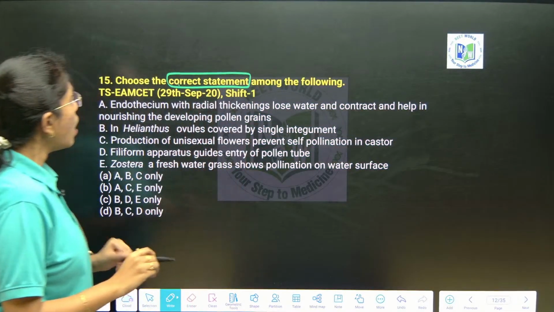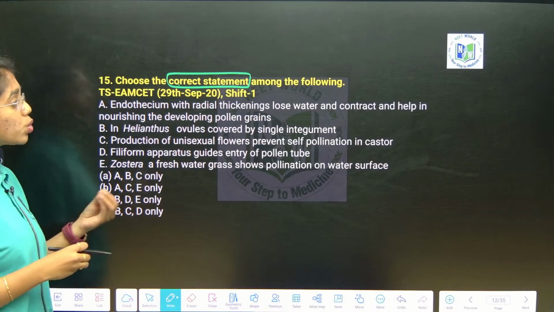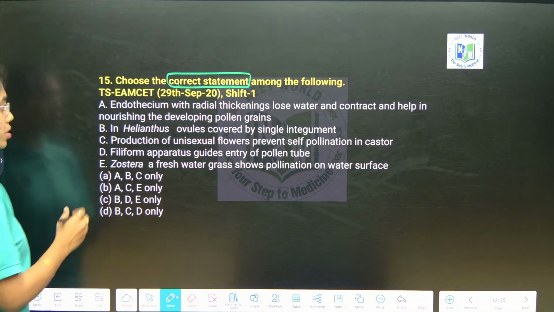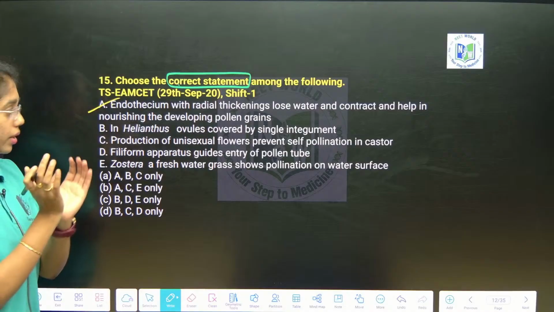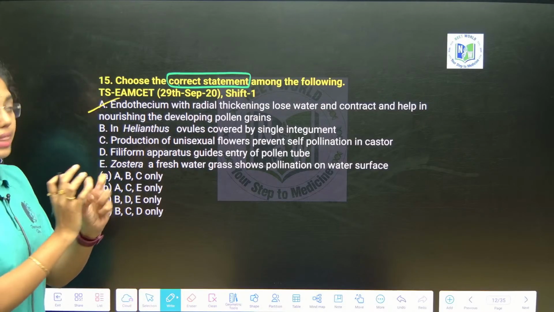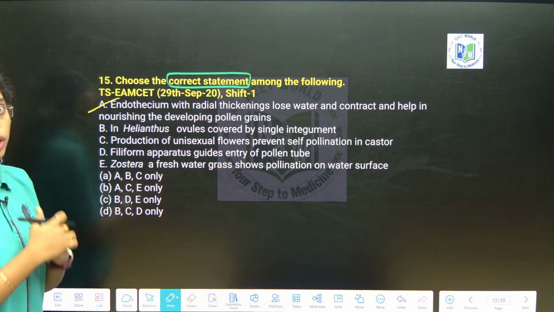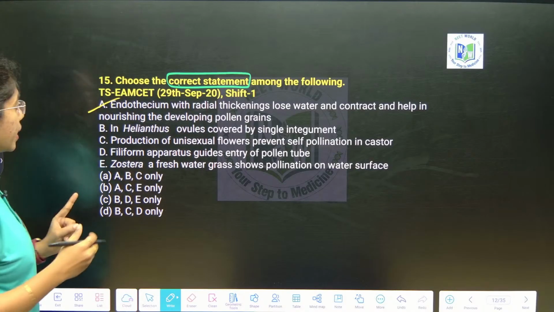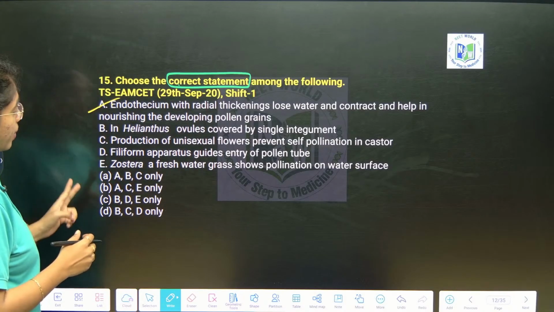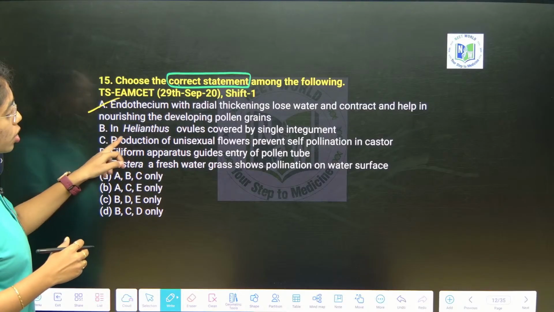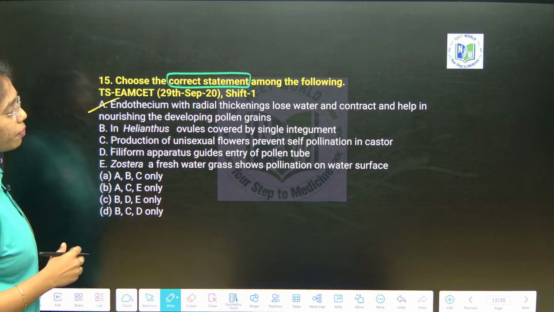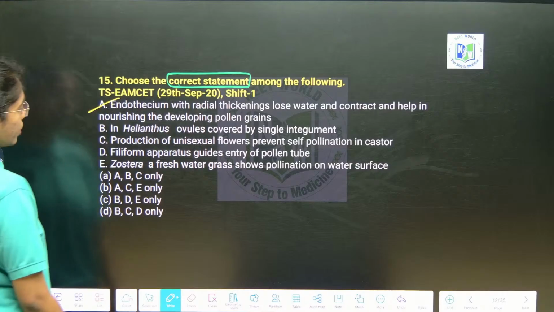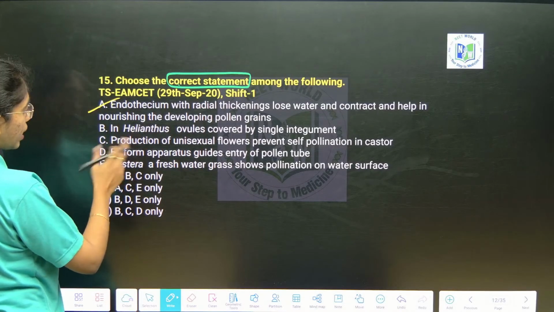Here we go. Endothecium with radial thickenings will lose water and contract and help in nourishing the developing pollen grains. Yes, this is true. The endothecium radial thickenings will lose water. They will contract and it will help in what? Nourishing the pollen grains. Next, in Helianthus, ovules are covered by single integument. Is this unitegmic? Second, we will look at all the statements once. Production of unisexual flowers will prevent self-pollination in castor. Filiform apparatus will guide entry of pollen tube. Yes, filiform apparatus will guide the entry of pollen tube.